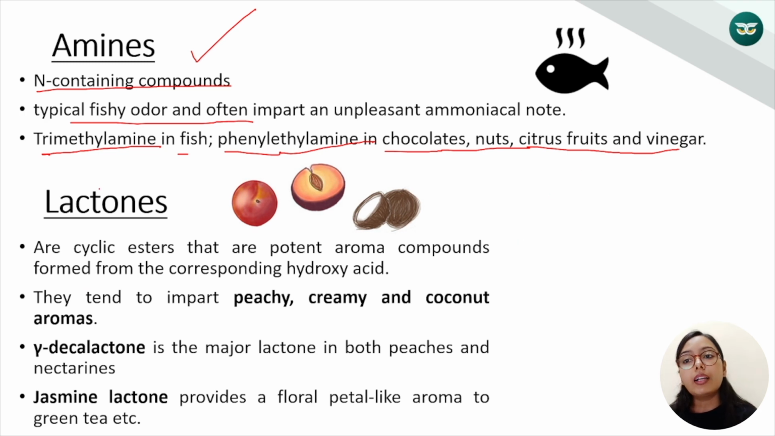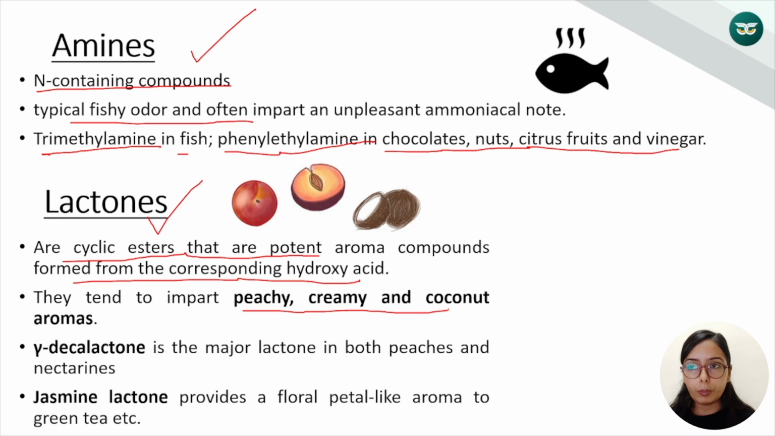Then talking about lactones, again, when we are talking about lactones, the thing that must come to our mind are peaches and coconuts, because the typical flavor of these fruits and these products is basically because of the presence of lactones in them. So what are lactones? Lactones are basically cyclic esters that are potent aroma compounds formed from corresponding hydroxy acid. So they tend to impart peachy, creamy, and coconut aroma.